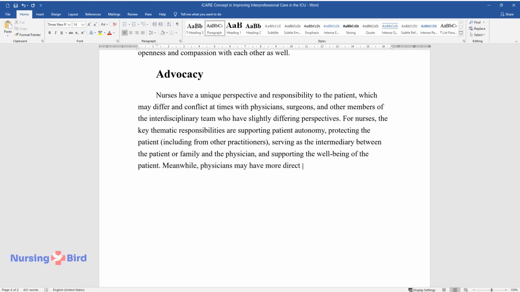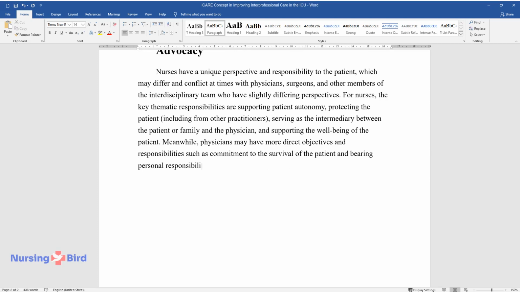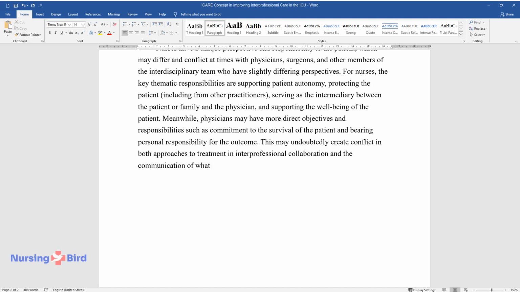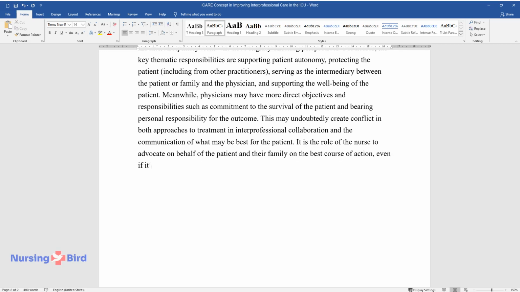Meanwhile, physicians may have more direct objectives and responsibilities, such as commitment to the survival of the patient and bearing personal responsibility for the outcome. This may undoubtedly create conflict in both approaches to treatment and interprofessional collaboration and the communication of what may be best for the patient. It is the role of the nurse to advocate on behalf of the patient and their family on the best course of action, even if it goes against the perceptions of a physician.